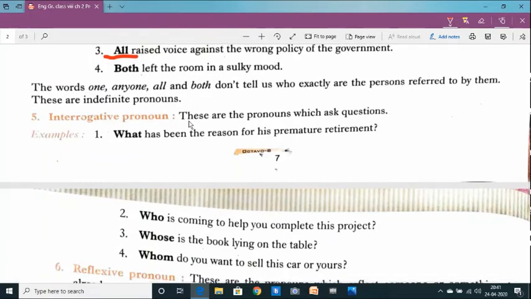And the fifth kind is interrogative pronoun. Interrogative means where a question is asked; these are the words with the help of which we ask questions. These are the pronouns which ask questions. Example 1: What has been the reason for his premature retirement? So he has not completed the whole span of his job period. He has taken retirement before the full length of service, so it is called premature.